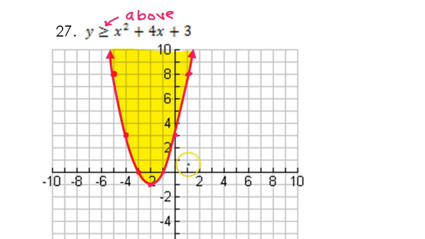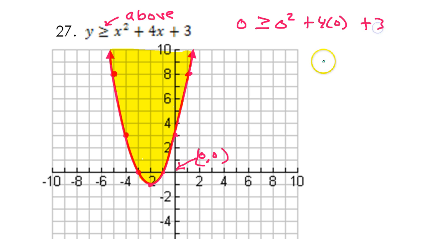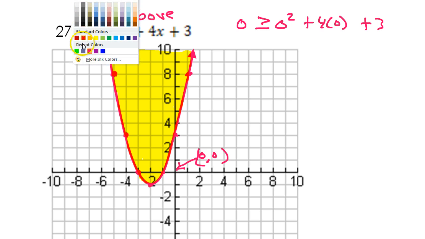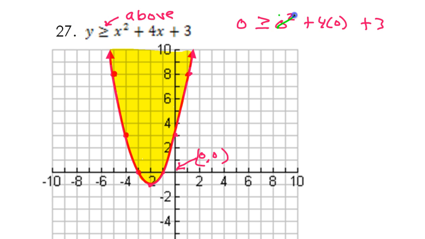Also, we could have used the test value method. Using the test value method, and again, I like to use 0, 0, which is of course outside the function this time. If I put in 0, 0, I would have 0 is greater than or equal to 0 squared plus 4 times 0 plus 3. Okay, this part, because of the 0, that's gone. 4 times 0 is 0, that's gone. So all I really have is 0 is greater than or equal to 3.